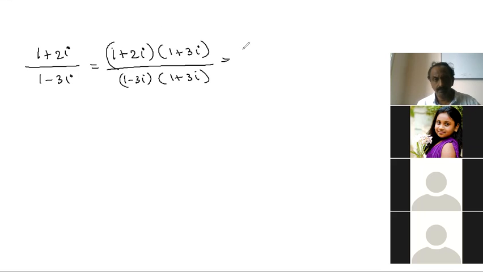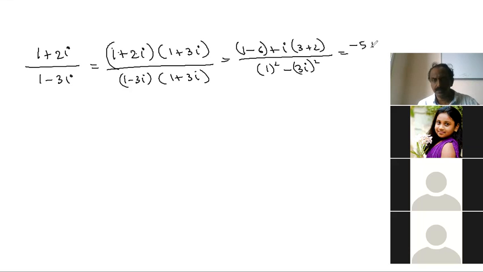On expanding: 1, 2i plus 3i minus 6, so three plus 2, minus 5 plus 5i, divided by 9 plus 1, that is 10. Separate it: minus 1 by 2 plus half i.